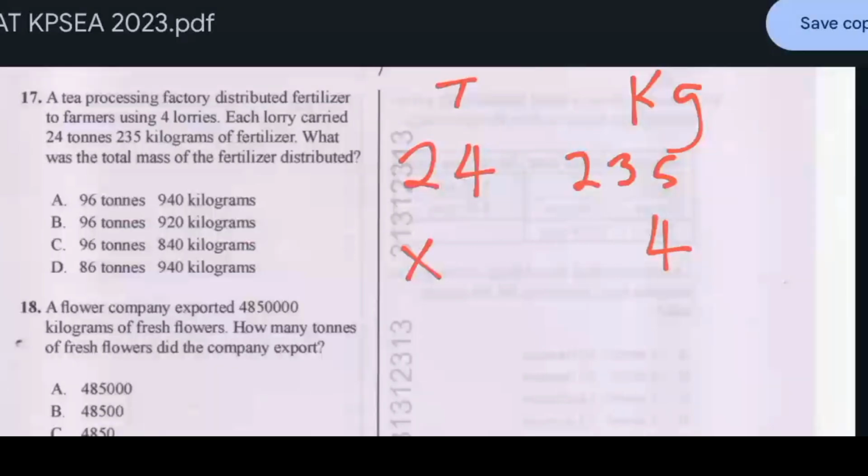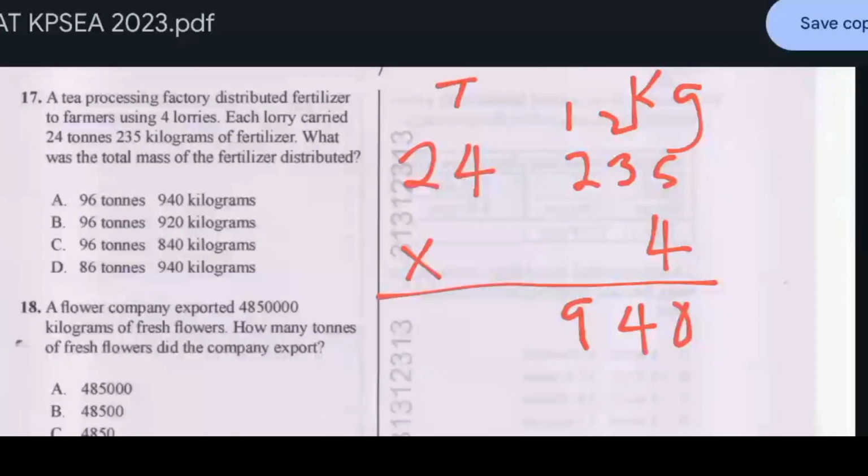So we multiply the kilograms first. 5 times 4 is 20, so 0. Carry 2. 3 times 4 is 12, plus 2 is 14. 4, carry 1. 2 times 4 is 8, plus 1 is 9. 940. Then we go ahead and do 4 times 4 is 16. 6, carry 1. 2 times 4 is 8, plus that 1 is 9. Therefore, the answer will be 96 tons, 940 kilograms. So the answer is A.